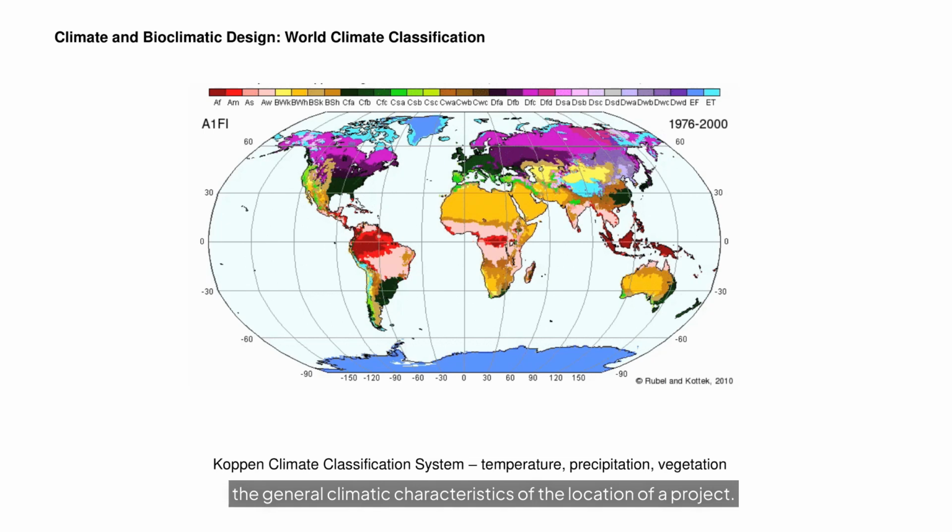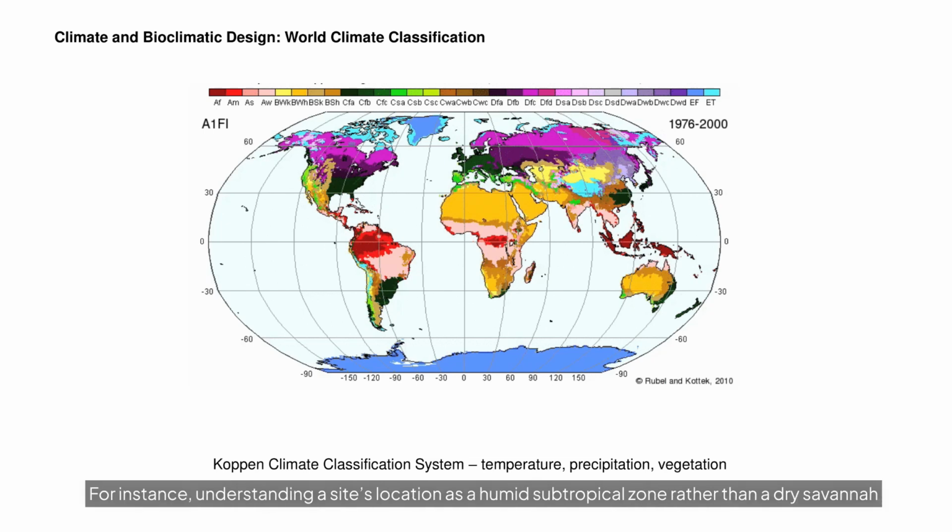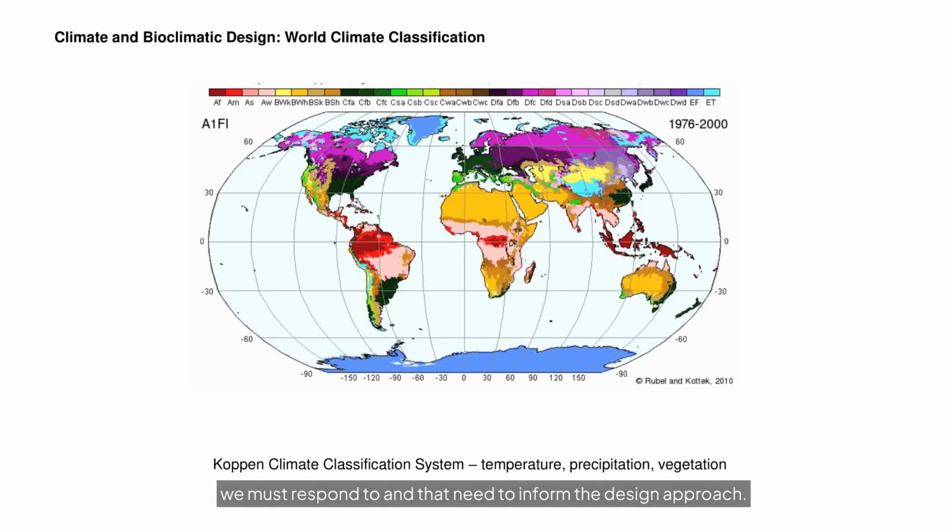For instance, understanding a site's location as a humid subtropical zone rather than a dry savanna guides our approaches toward whether we'll be dealing more with the need for cooling and dehumidification or more with shading and water conservation efforts. In other words, climate classification determines the broad environmental circumstances we must respond to and that need to inform the design approach.